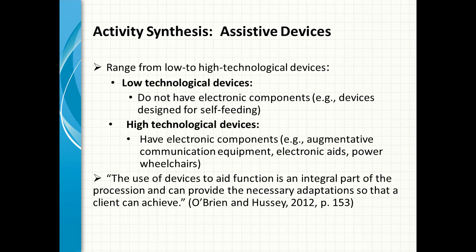Another important component of activity synthesis is assistive devices. Assistive devices range from low to high technological devices. Low technological devices do not have electronic components. For example, devices for self-feeding, such as those that we saw during the ADL lab. And then high technological devices, which do have electronic components. And these include augmentative communication equipment, electronic aids, and power wheelchairs. And you will become more familiar with these different types of equipment or devices once you're actually in an OT program. The overall point is that the use of devices to aid function is an integral part of the process, and OTs can provide the necessary adaptations so that a client can achieve.